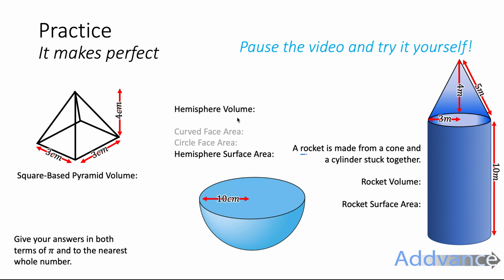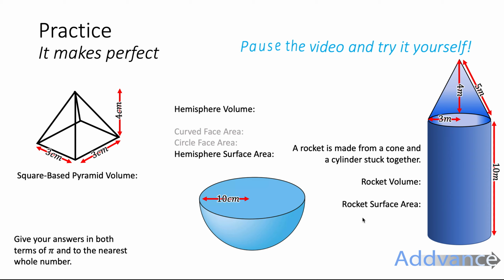I want you to work out the volume of the sphere and the hemisphere surface area. To do that, you need to work out the area of a circle on the hemisphere and then the curved surface area of the sphere, which you can do in your own time. And then the rocket is made from a cone and a cylinder stuck together. For the volume, you'll have to work out the volume of the cylinder and the volume of the cone and add them together.